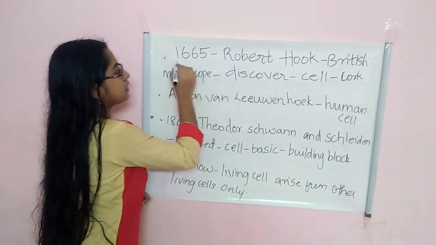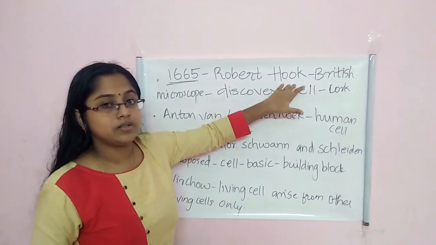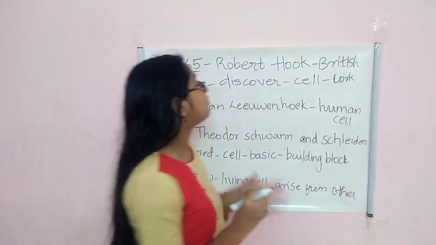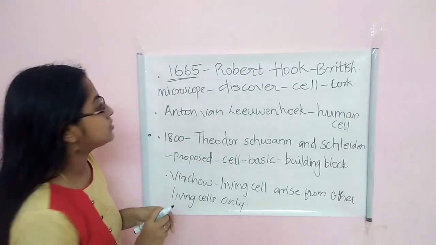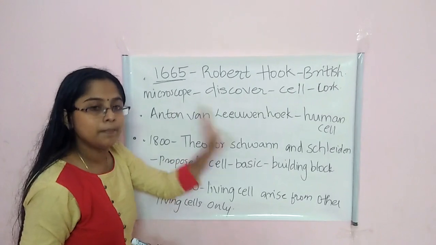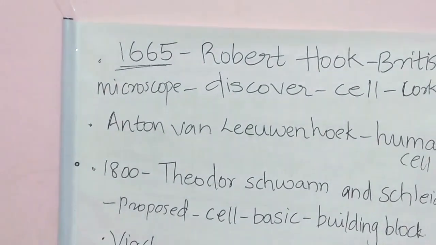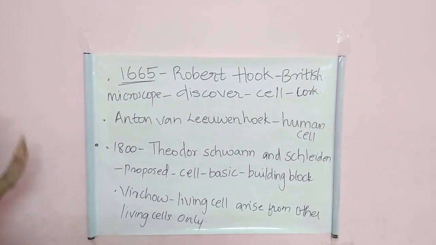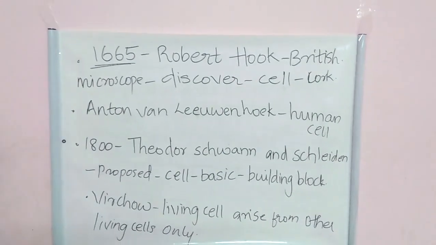In 1665, Robert Hooke, he was a British scientist. I have named the main keywords that we should understand. You can just write down these keywords so that you can easily study what this is all about. Just look at these keywords for a few seconds. These are very important keywords that we should know for studying the discovery of the cell and the cell theory.